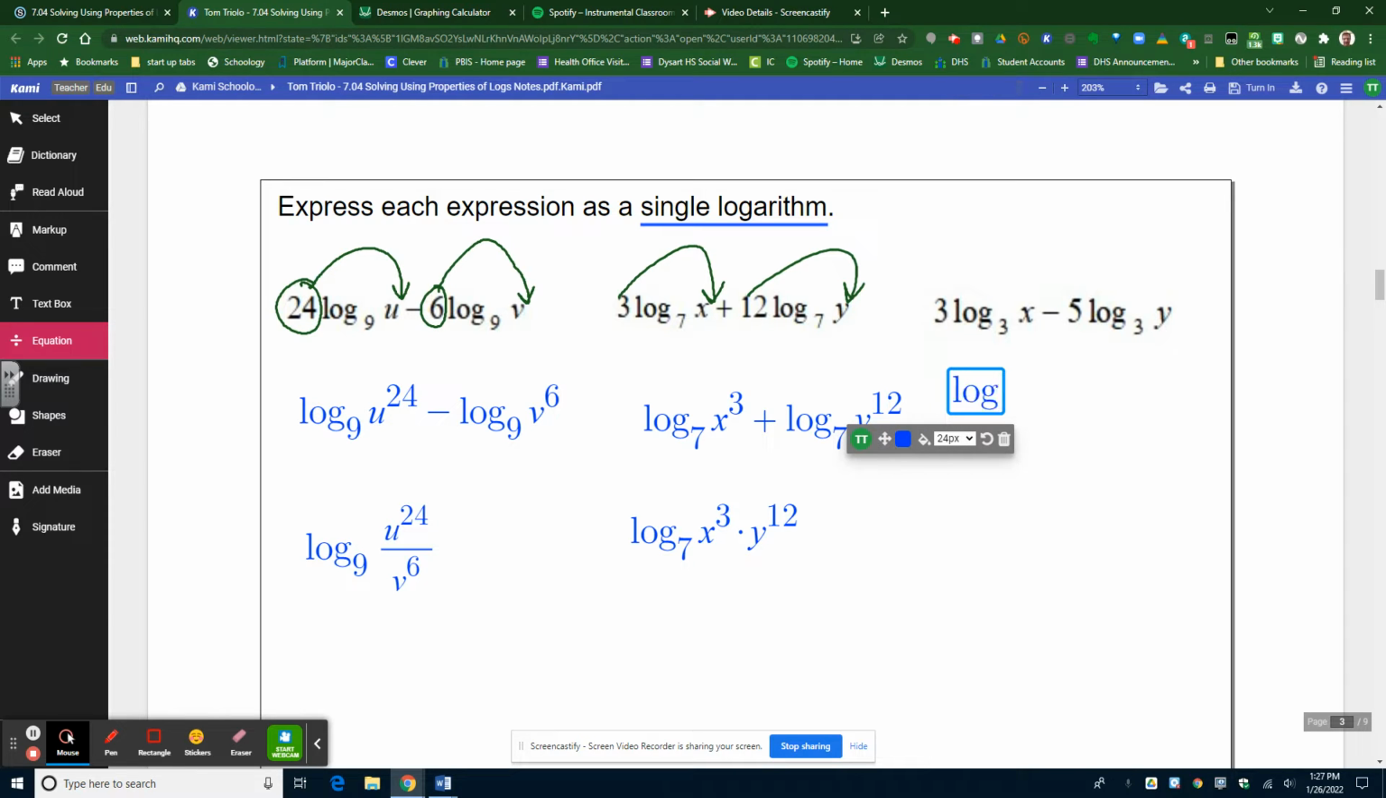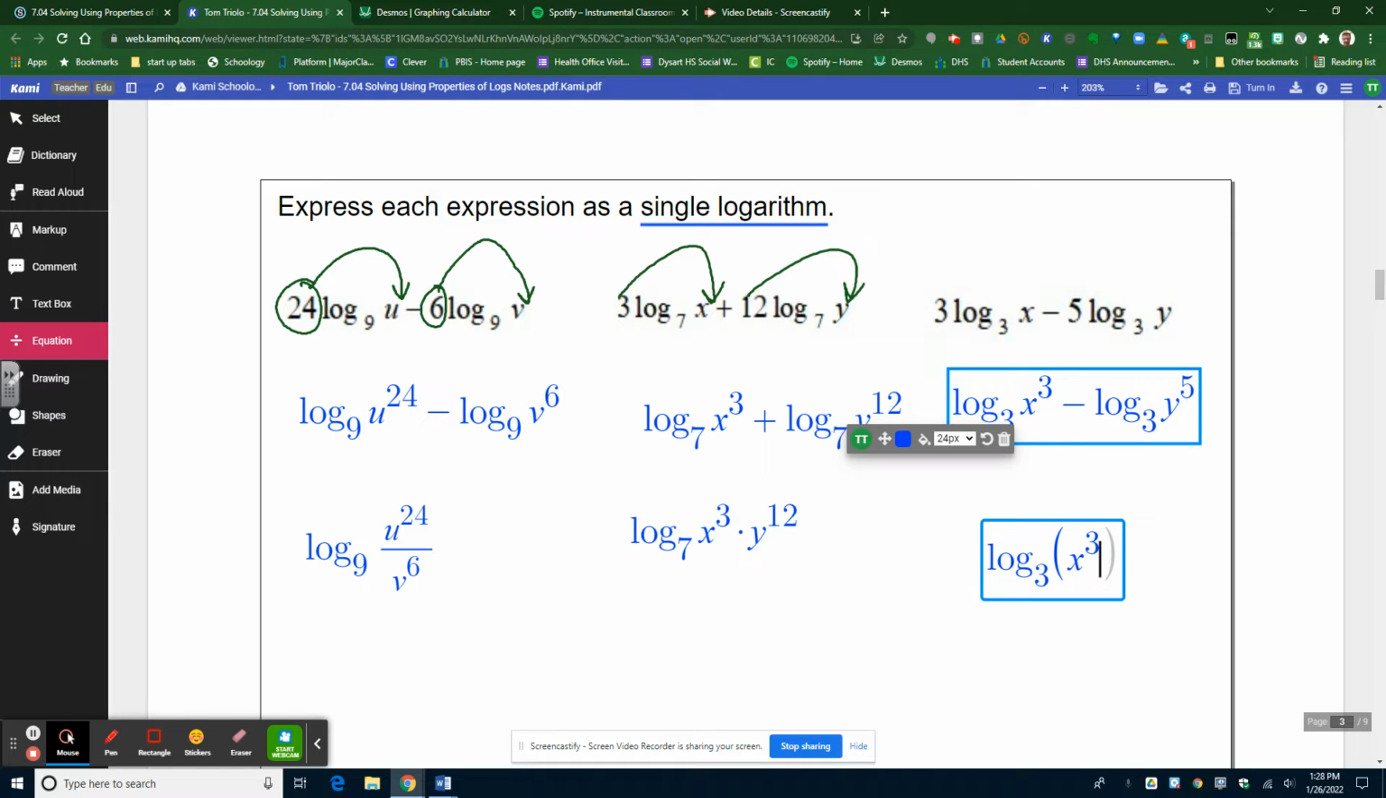So log base 3 of x cubed minus log base 3 of y to the 5th power. And then, just like the first one, instead of multiplication, this one's division. Log base 3. Now watch what I do here. Another way I can take care of this, instead of highlighting my x cubed, is put everything in parentheses. If I put my x cubed in parentheses, then I can just divide it by my y to the 5th.